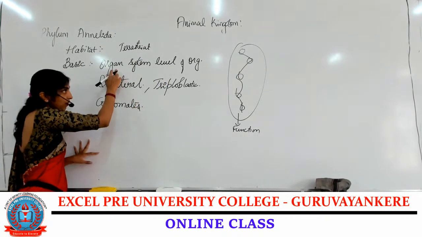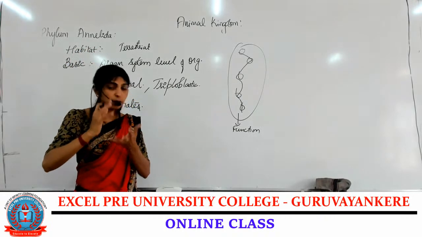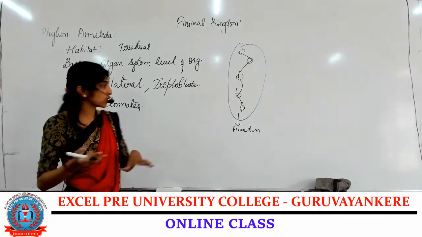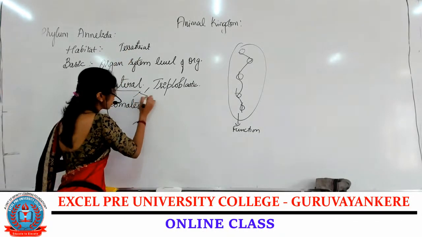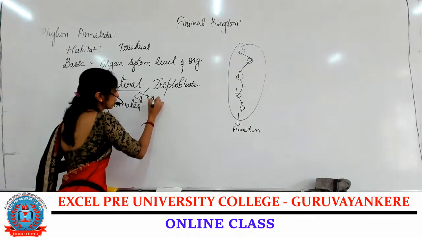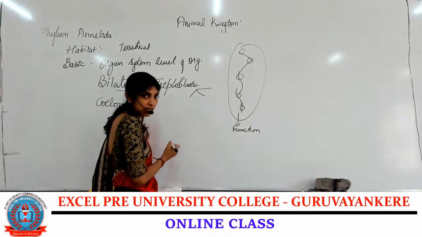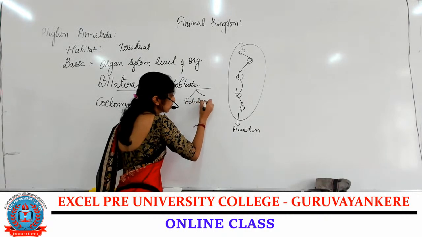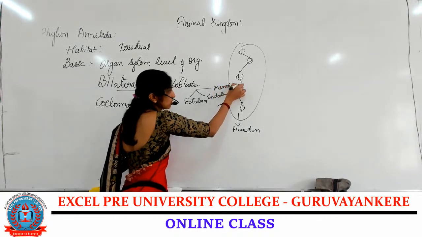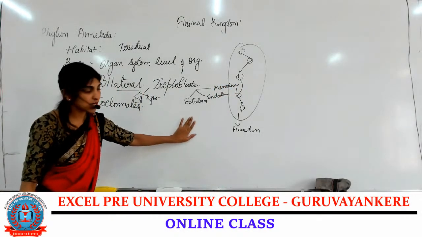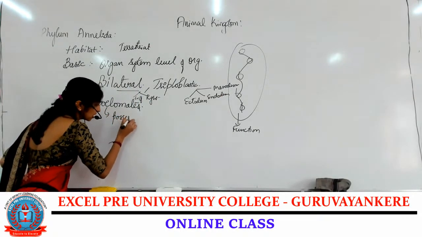I repeat, they have an organ system level of organization. Different organs together form an organ system, and that organ system will have a particular function. Then symmetry: when we divide an organism through the central axis, if it is divided into left and right, then we call it bilateral symmetry. If the organism's body has three germinal layers, ectoderm, endoderm, and mesoderm, then we call it triploblastic. Coming to coelom, if the organism possesses a body cavity, what do they have?